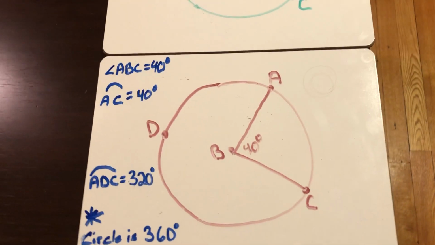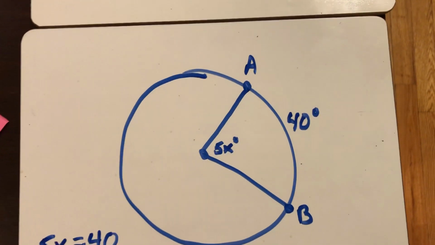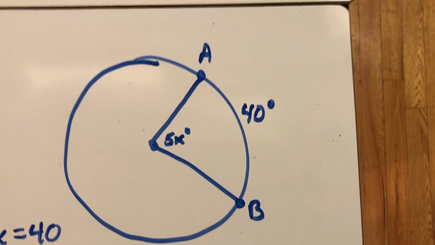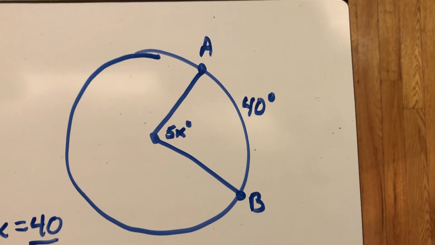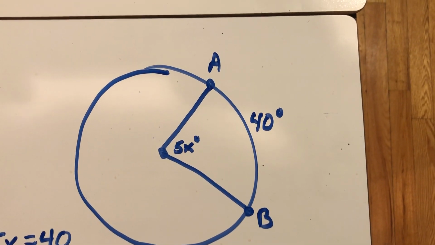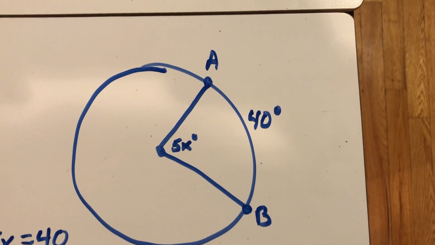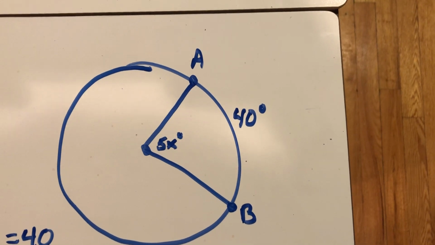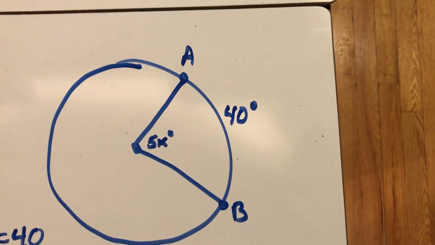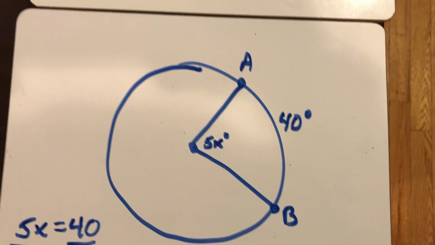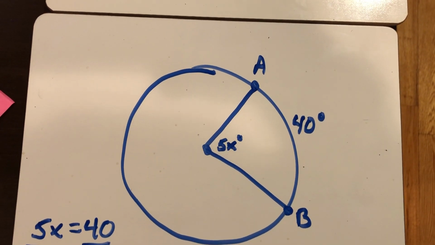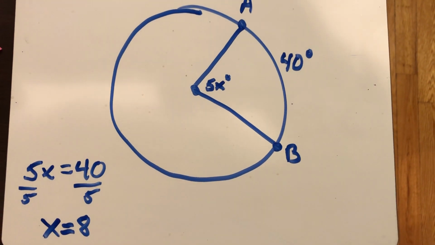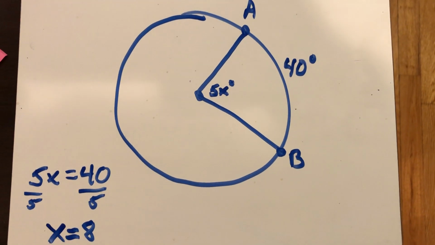And now to make math fun, we can throw some algebra into it. So if we have this same exact circle and arc AB is 40 degrees and the central angle is 5x degrees, how are we going to determine what x is equal to? Well, since we know that the central angle is equal to the minor arc that it cuts, we can set up the equation that 5x is equal to 40. Dividing both sides by 5, we end up with x is equal to 8.